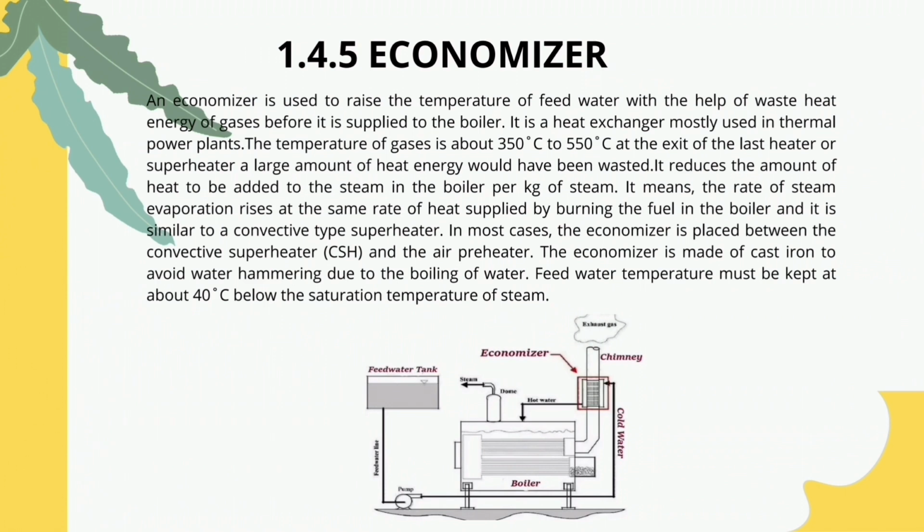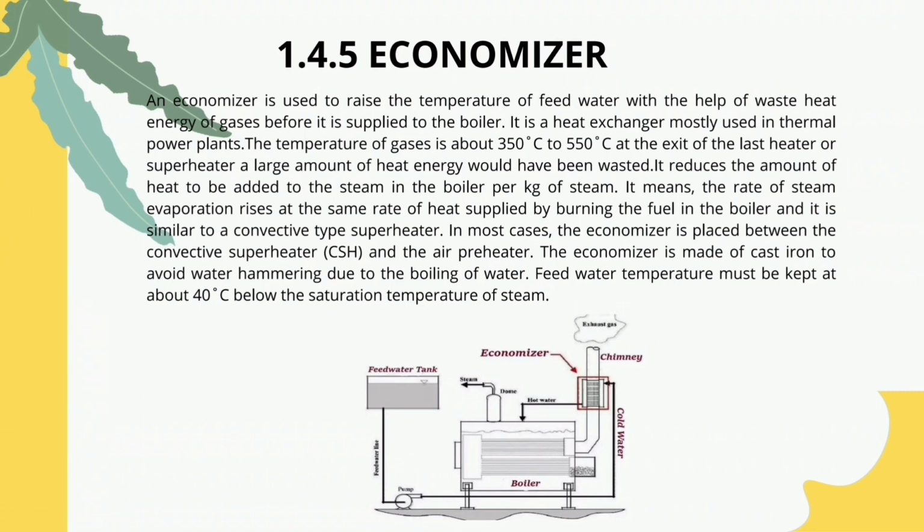It means the rate of steam evaporation rises at the same rate of supply by burning the fuel in the boiler, and it is similar to the convective type superheater. In most cases, this economizer is placed between the convective superheater (CSH) and the air preheater, so in between. The economizer is usually made of cast iron, to avoid water hammering due to the boiling water.